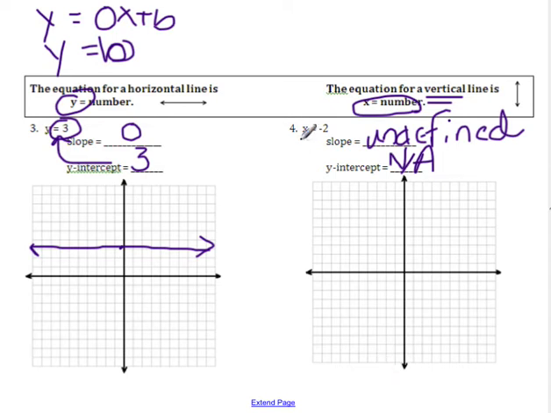So I'm going to find -2 on the x-axis. So I see that -2 is there on the x-axis. So now I'm going to go ahead and draw a vertical line through -2. So that has an undefined slope and it's never going to cross the y-axis. So that's what makes it undefined. Okay? Let's take a look at a couple more examples.